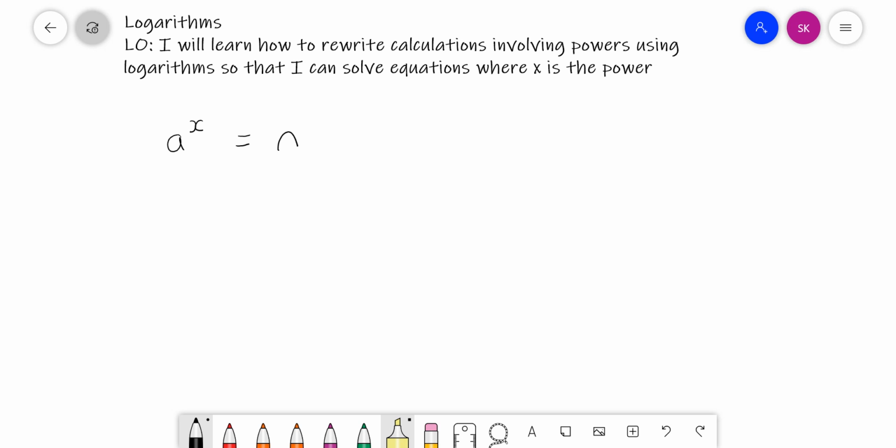In everyday language, it's a different way of writing something where we have something to the power equal to something else. So I can rewrite this calculation, a to the power of x equals n, using a logarithm. The way that I write it is I write log, which is short for logarithm. The logarithm of n with base a is equal to x.